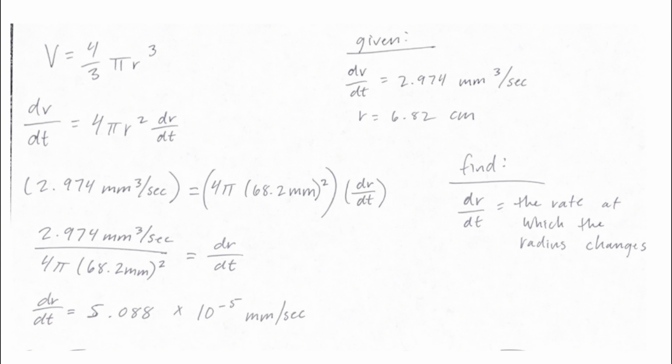When we plug in those values, we will get 2.974 millimeters cubed per second equals 4 pi times 68.2 millimeters squared times dr/dt. Then we will get dr/dt equals 5.088 times 10 to the negative 5th millimeters per second.